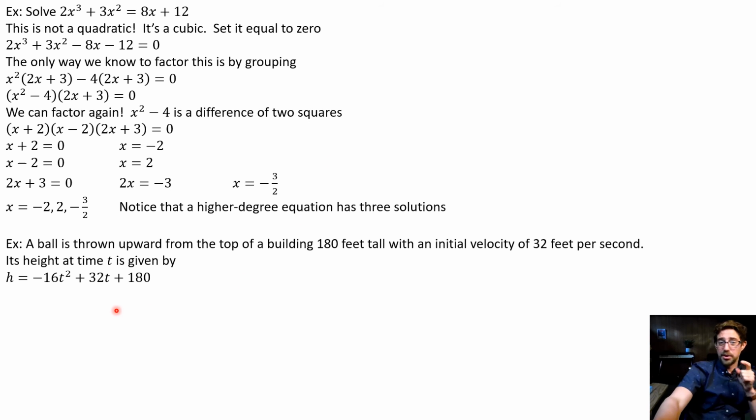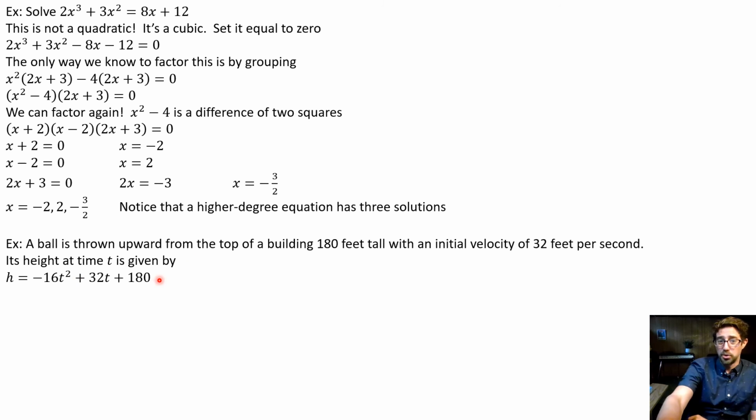But the 32 comes from the velocity, and the 180 came from the height of the building. So there you go. As far as where I got the -16, that is intrinsic to Earth's gravity. So I didn't get that anywhere. That's just a simple fact of Earth's gravity. That number shows up in gravity equations because we live on Earth.